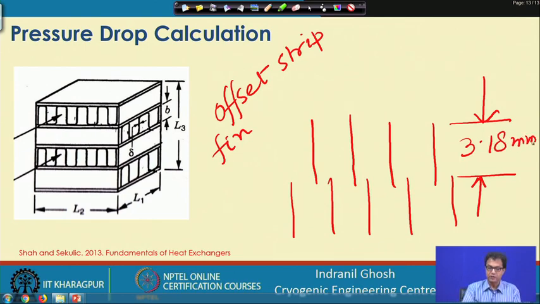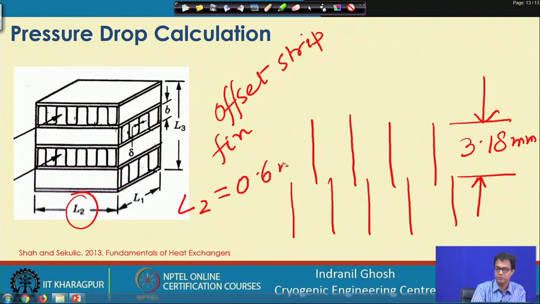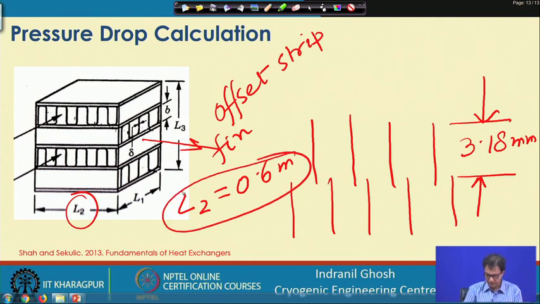And the airflow length, this is L2, this L2 is equal to 0.6 meter. So, the air is flowing in this direction and it is traversing a length of 0.6 meter, and we have to find out the pressure drop due to this airflow through 0.6 meter of airflow length.